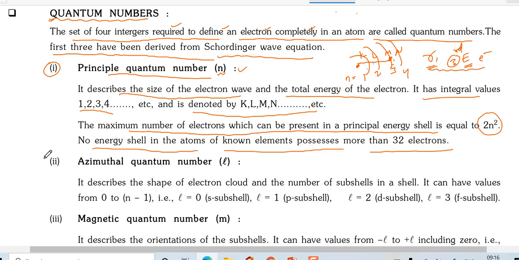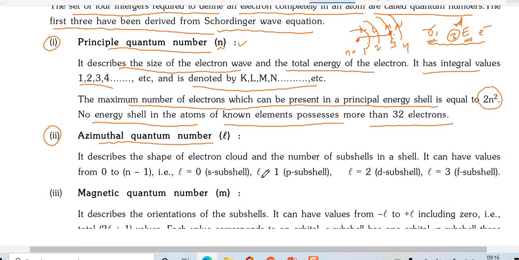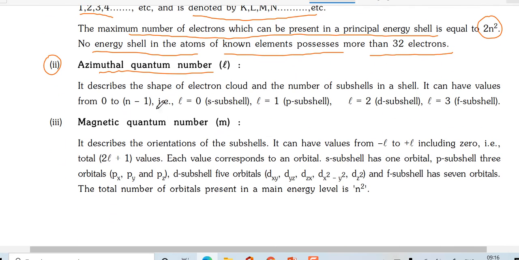Okay, next, azimuthal quantum number. This azimuthal quantum number l is telling what subshells are there within the shell. That information is given by the azimuthal quantum number. The symbol is l. It describes the shape of the electron cloud and the number of subshells in a shell. This is the main important point: the number of subshells in a shell.